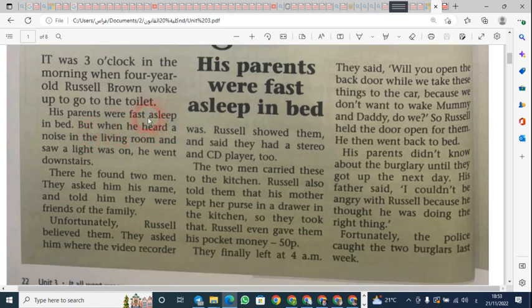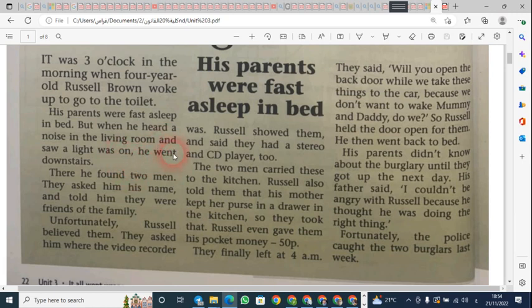But when he had the past of here, a noise in the living room, سمع ضوضاء في غرفة المعيشة, and saw the past of see, a light was on. The light can be on or off. When the light is on, يعني إنه يعمل. When the light is off يعني إنه مطفئ.